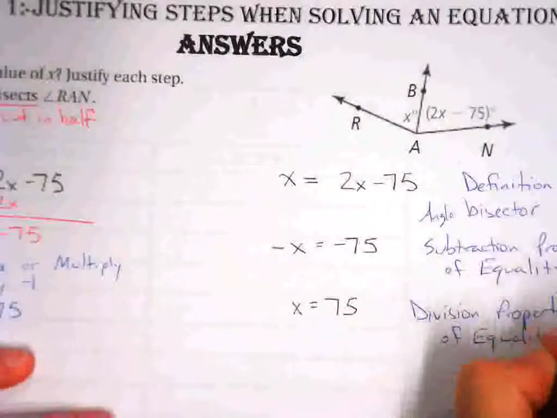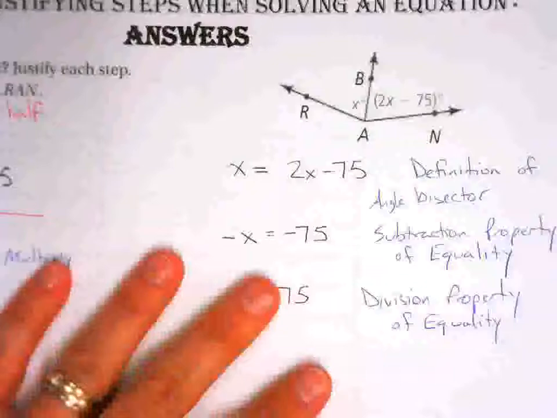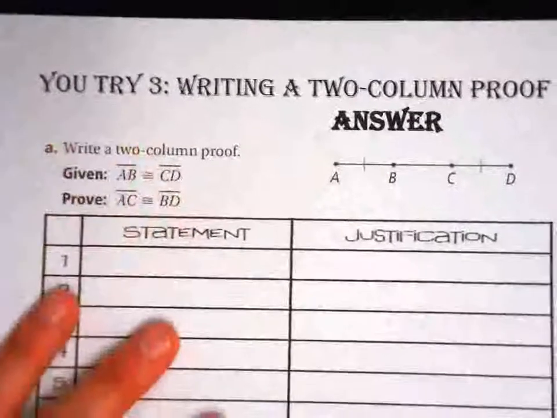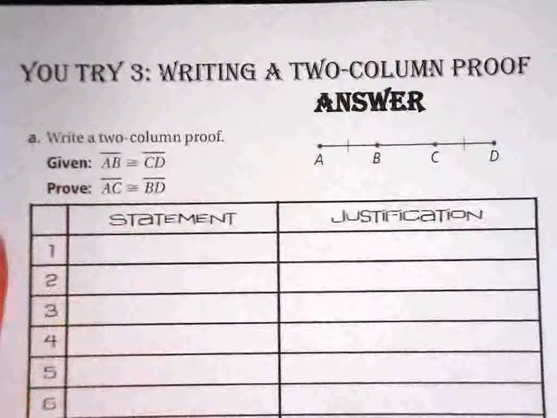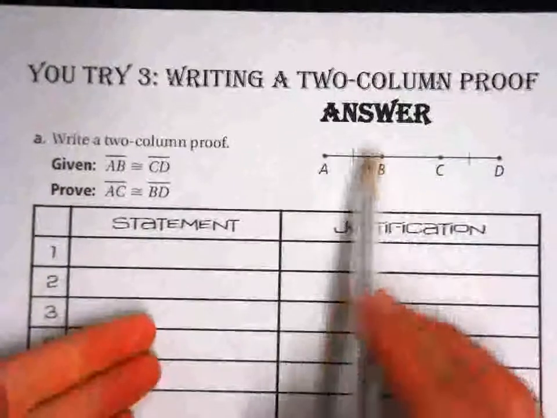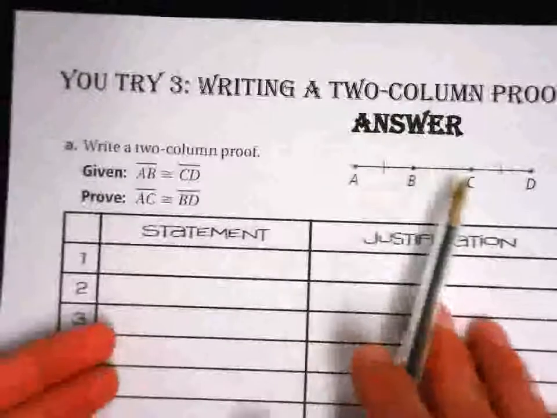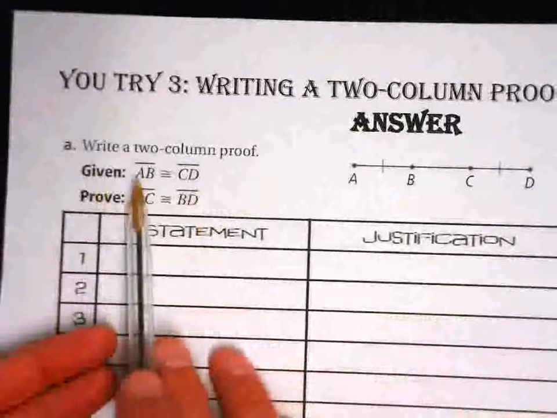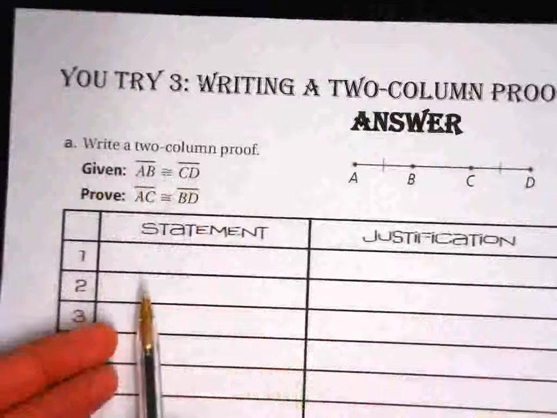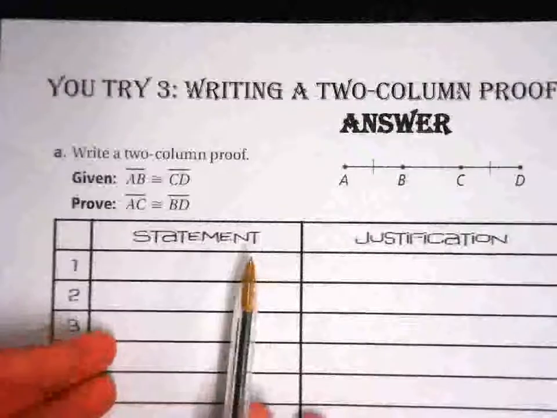All right, so that's that note in the PowerPoint. And we're done with that guy. Now, part of the PowerPoint is this as well, right? So we're going to try writing a 2-column proof. This is where things get interesting. For the 2-column proof, we have this segment diagram here, and we have: write a 2-column proof. Given segment AB is congruent to segment CD, what we have to prove, we have to argue, is that segment AC is congruent to segment BD. We're going to argue that.